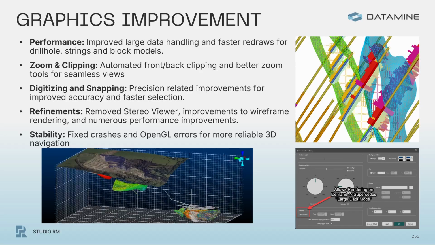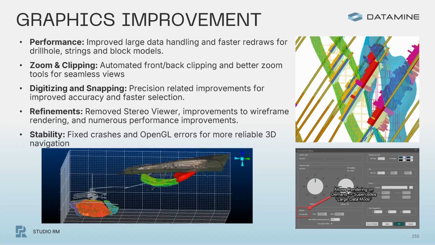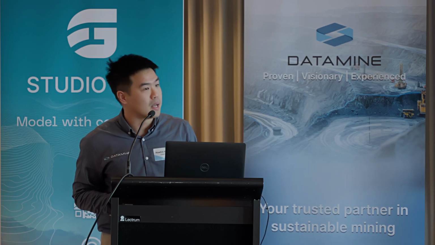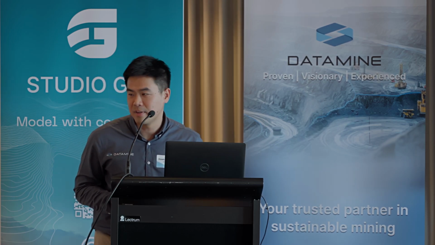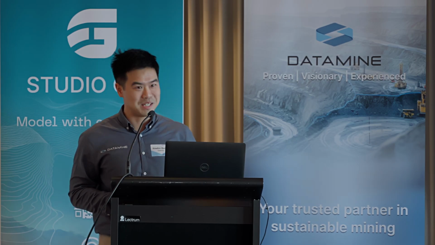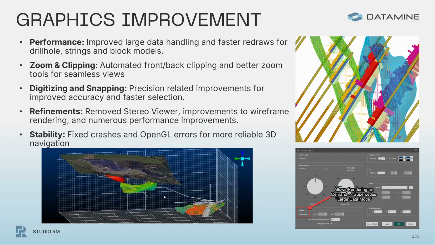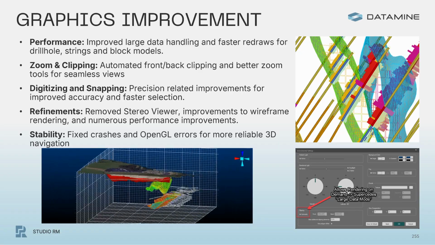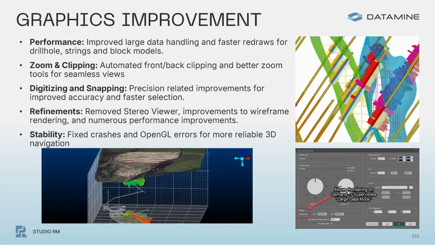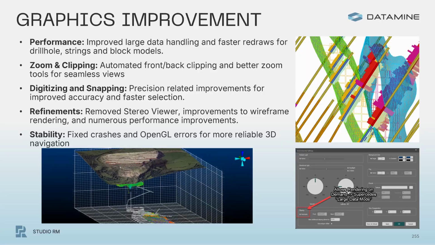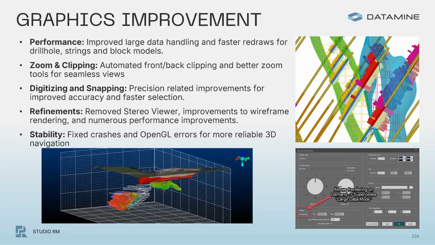Occasionally, you'll see that when you right-click and you want to snap to a particular point, you may be snapping right next to it. That should no longer happen, and you'll only believe it if you try it. So I can drum on it all you want, but ultimately, please give it a go. And refinement-wise, we've removed the stereo viewer, and there have been improvements to wireframe rendering and a couple other performance improvements. And of course, stability has been improved.